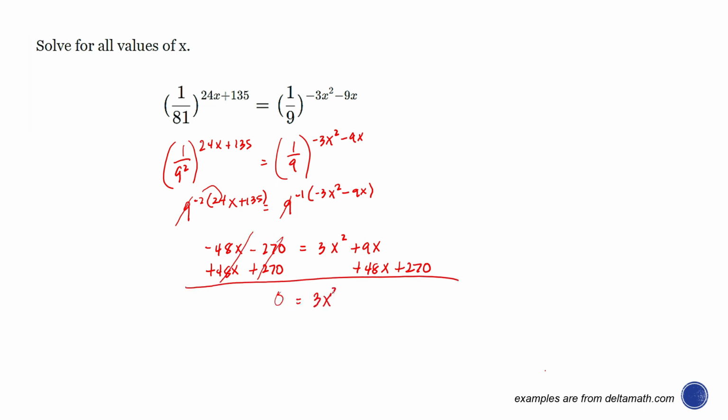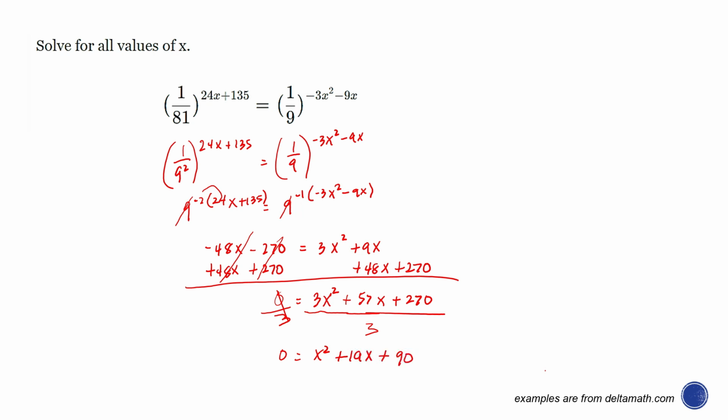This is 3x squared plus 48 plus 9, which equals 57x, plus 270. So I think 57 is divisible by 3, if I'm not mistaken. Let me just check on that. Yes, that's divisible by 3, so we can divide all of this by 3 to make the equation simpler. That'd be 0 equals x squared plus 19x plus 90.